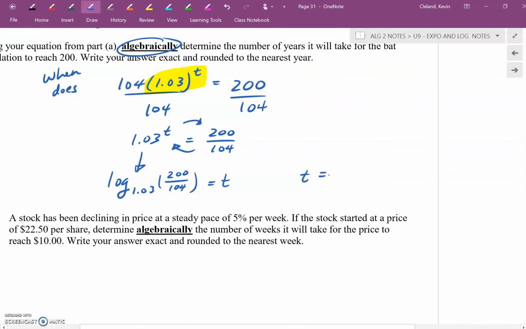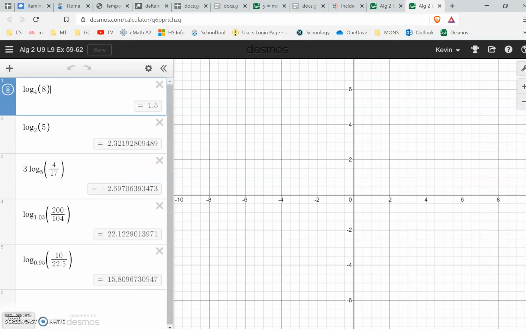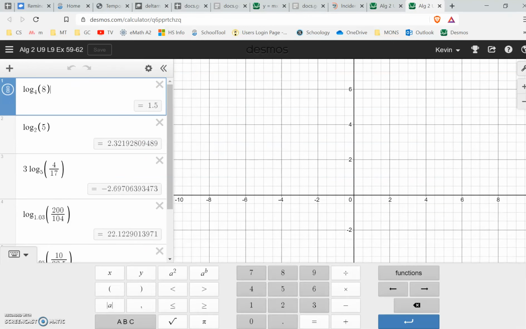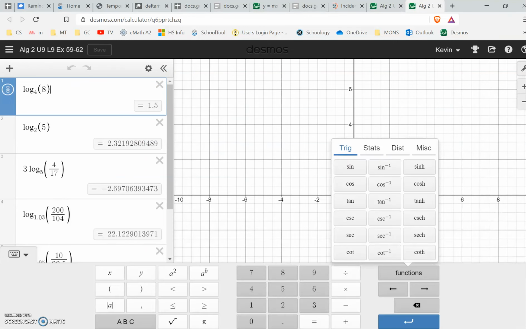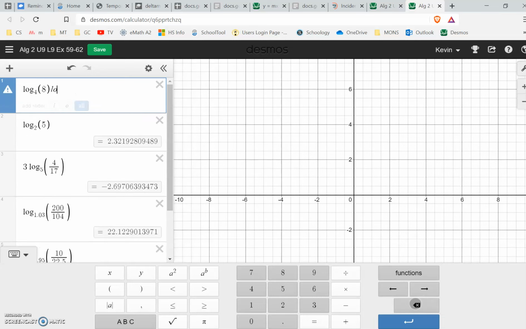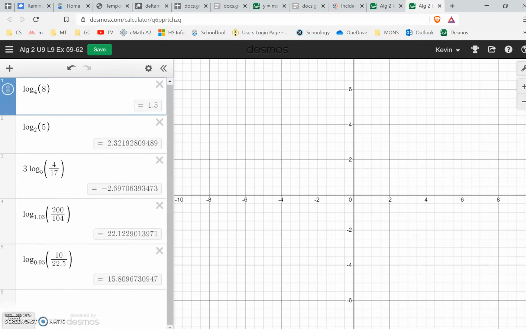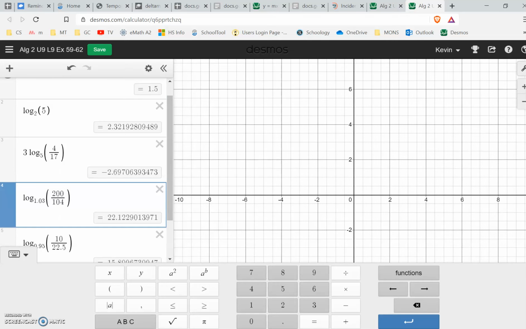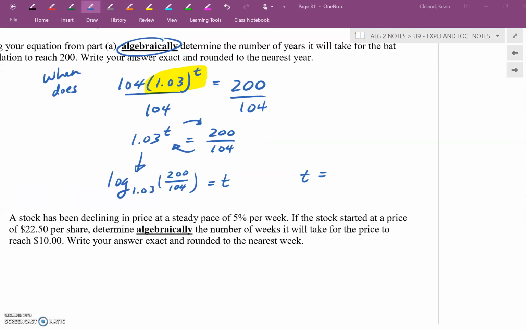And that I'm just going to punch into the calculator. By the way, real quick note, you're going to need to hit the functions button, go to miscellaneous, and choose the one with log A. Well, I just messed this one up, so I'll delete it. But here we are with 22.12. Now, what are we supposed to round to? Nearest year. So t is approximately 22 years.